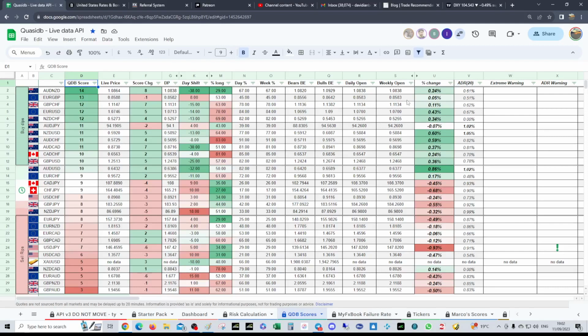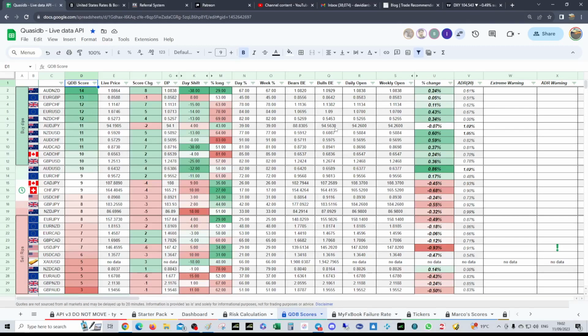Now the second one I had is about the hue. The darker the color is, the stronger. So if it's darker green, it's a stronger buy. If it's a dark red, it's a stronger sell. That should be quite self-explanatory.